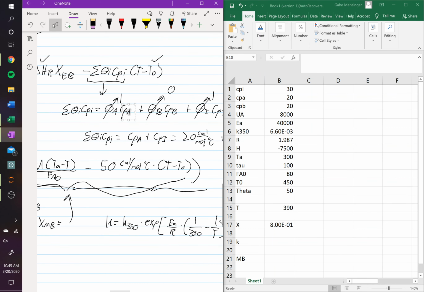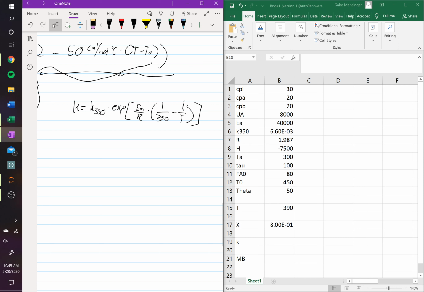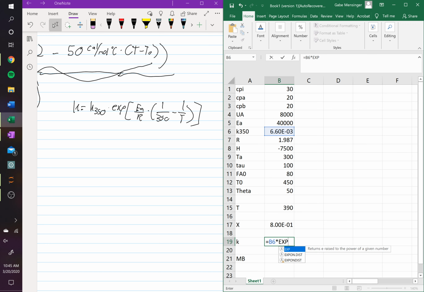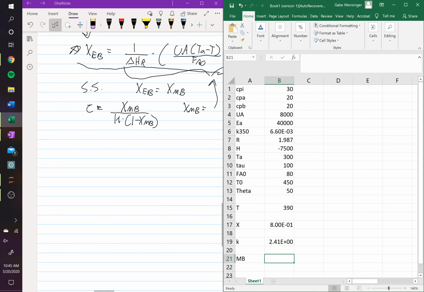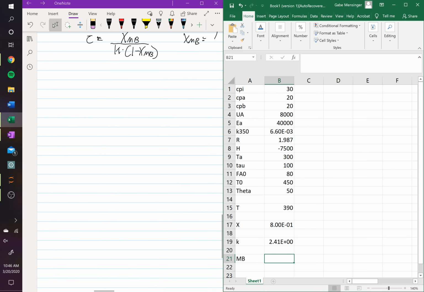All right, next, k. For k, it's just going to be that Arrhenius equation. So we've got my k at 350 times the exponential of EA over R times (1 over 350 minus 1 over T). And my mass balance is that one right there, tau.